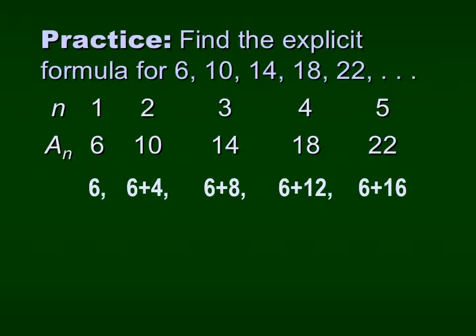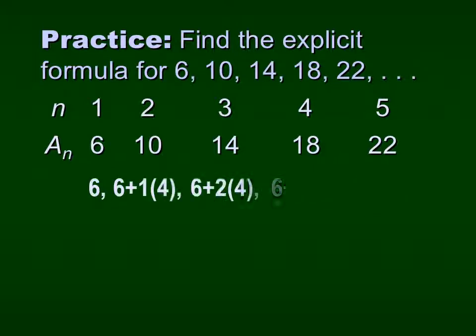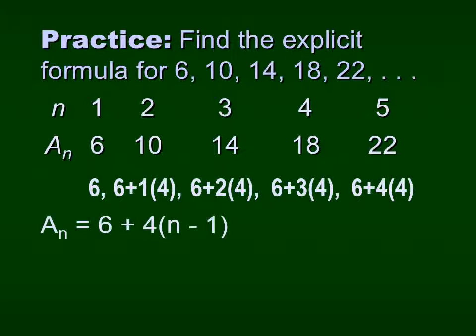However, that 4, that 8, that 12, and that 16 can be rewritten as 1 times 4, 2 times 4, 3 times 4, and 4 times 4. Which means that we take our 6 and we add 4, because remember each one had a 4 in it, times n minus 1. This is our second position and we had a 1. This was our third position, we had a 2. This was our fourth position, we had a 3. This was our fifth position, we had a 4. That's where the n minus 1 came from.